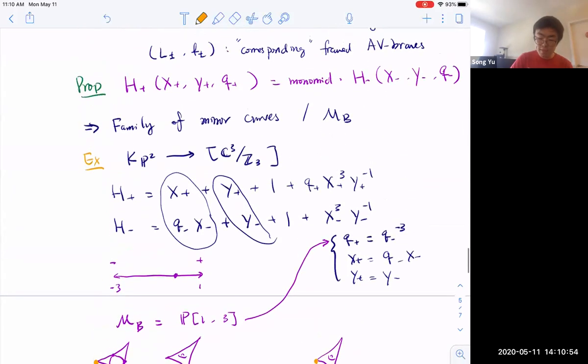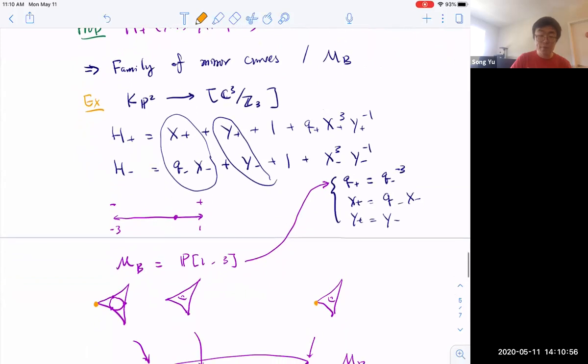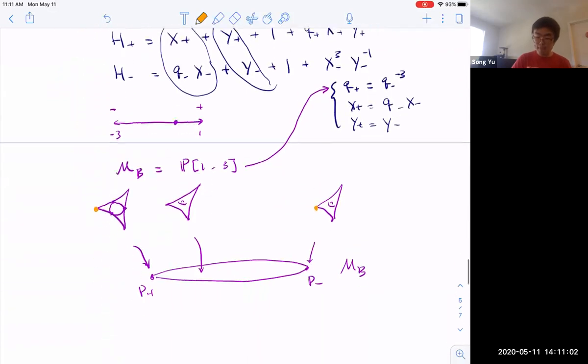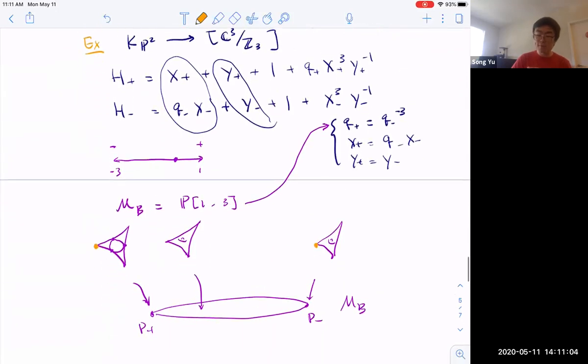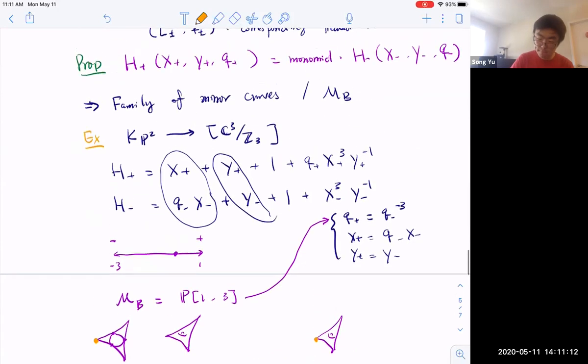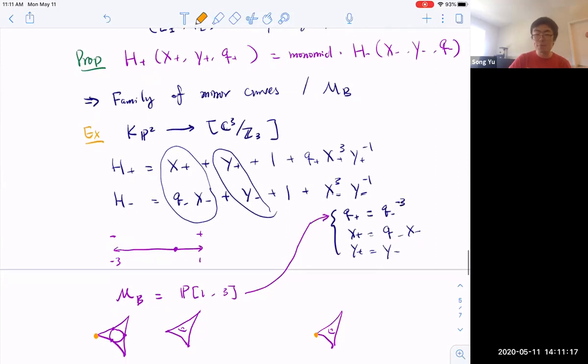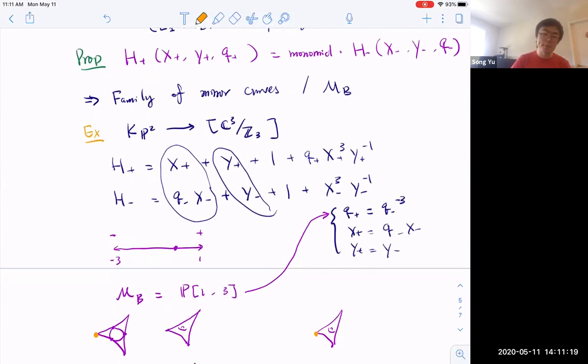So you can construct this global family of mirror curves for any pair of wall crossings for a toric Calabi-Yau 3-orbifold. And that's somehow the single most important construction in this picture. Again, the big thing is that we want to have global objects on the B-model side.